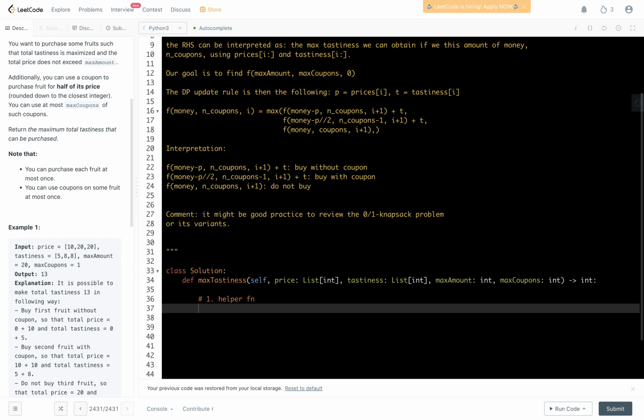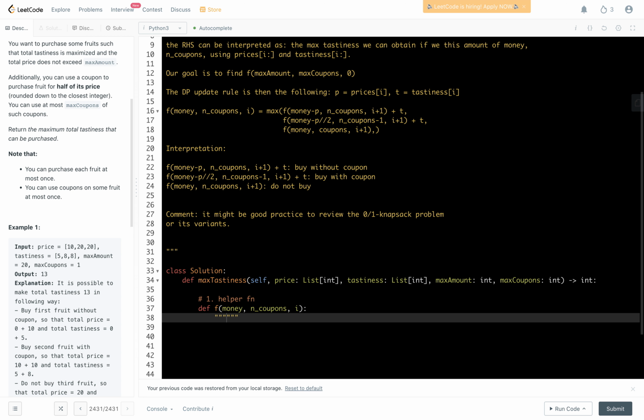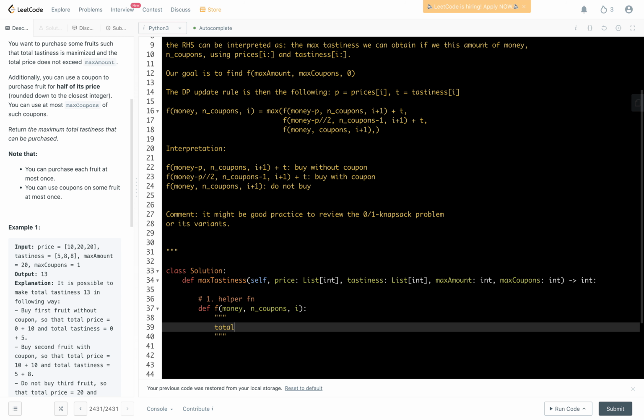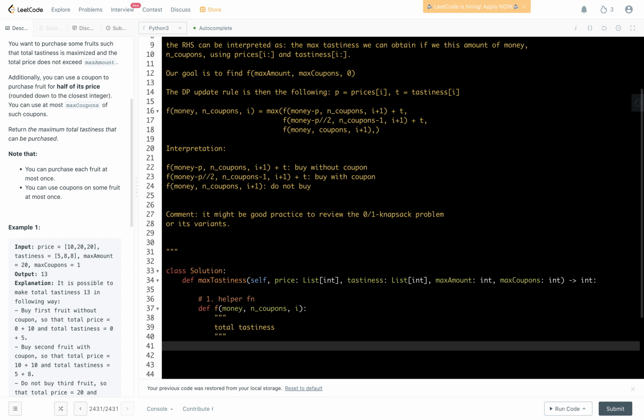Because here we are going to use memoization, we can use a decorator. First, let me write the helper function. We are going to call this function f, and we interpret this f as total tastiness. So we are going to define f. It's a function of money, the number of coupons, and the current index we are looking at. We're going to return the total tastiness.